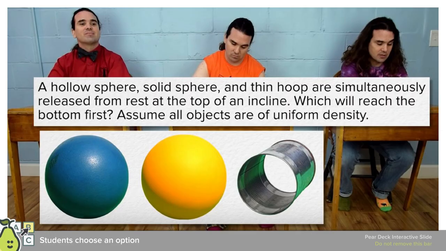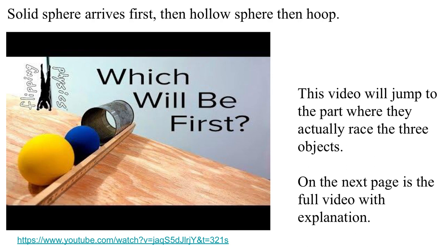All right, a hollow sphere, a solid sphere, and a thin hoop are simultaneously released from rest at the top of an incline. Which will reach the bottom first, assuming all objects are of uniform density? The solid sphere will arrive first, and then the hollow sphere, and then the hoop. There are some videos we'll link in the notes that you can look at to prove it.